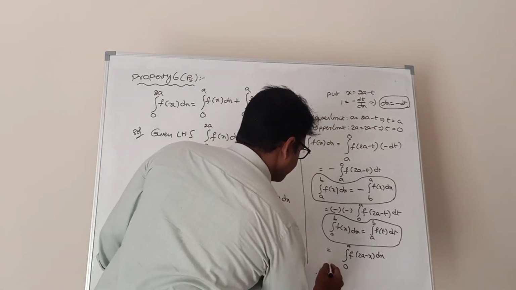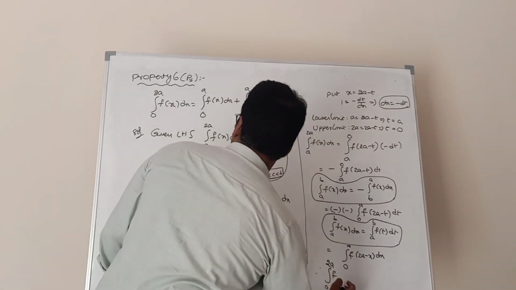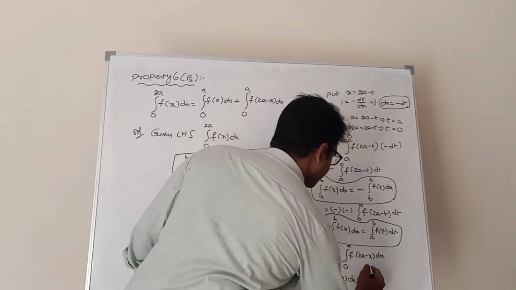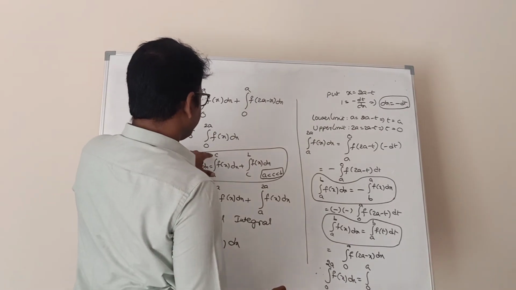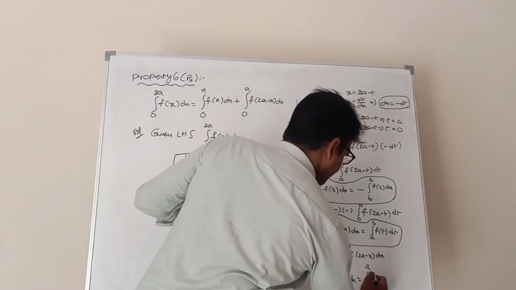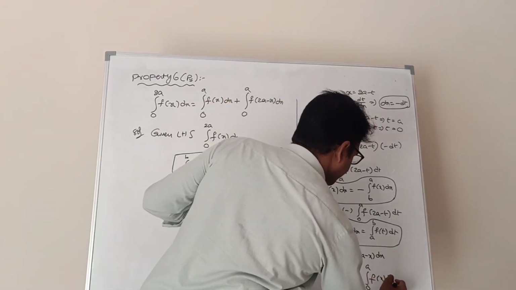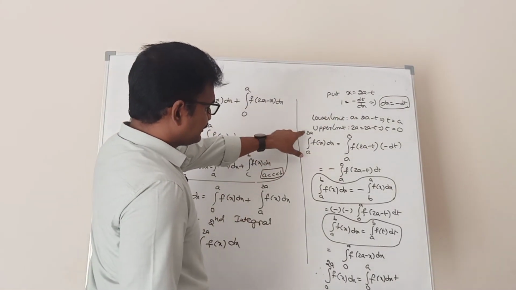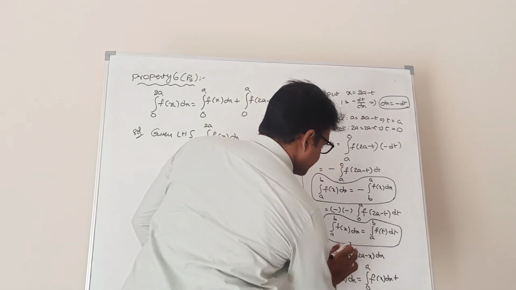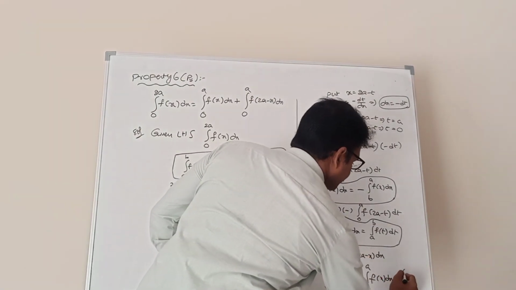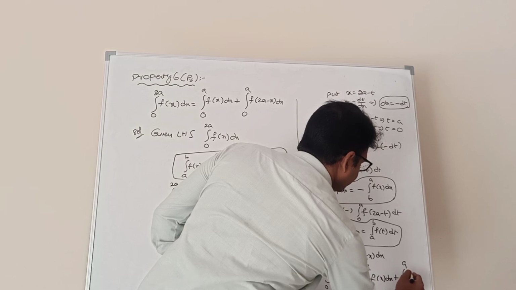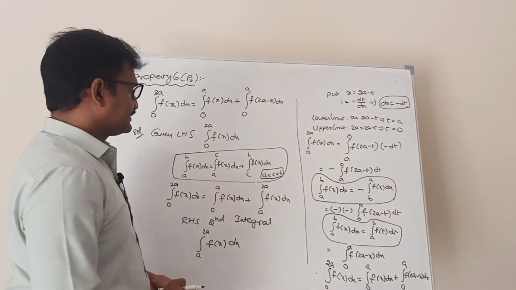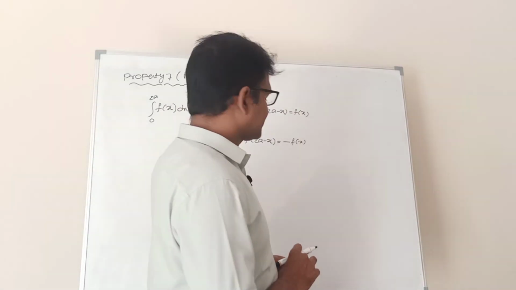Integration of 0 to 2a f of x dx is equal to integration of 0 to a f of x dx plus, in the place of a to 2a f of x dx, how much did we get? 0 to a f of 2a minus x dx. So this is property number 6.